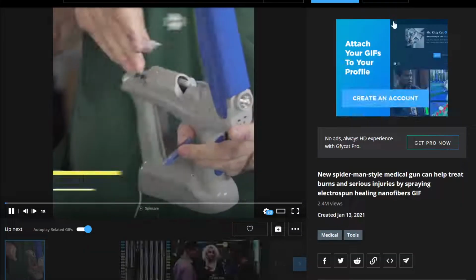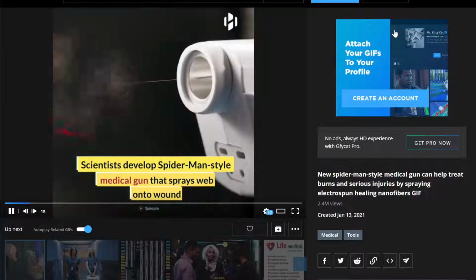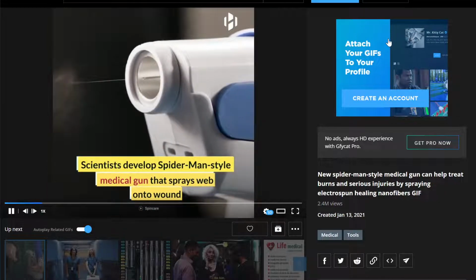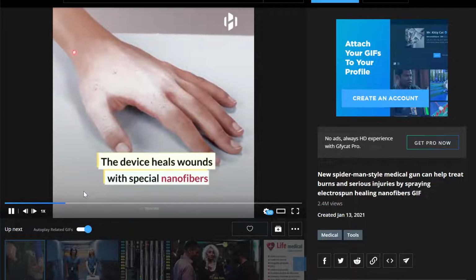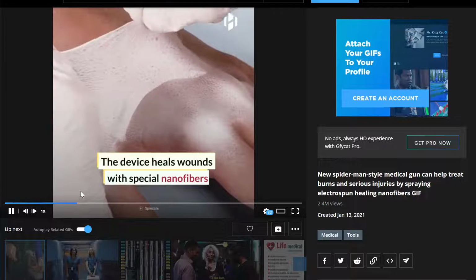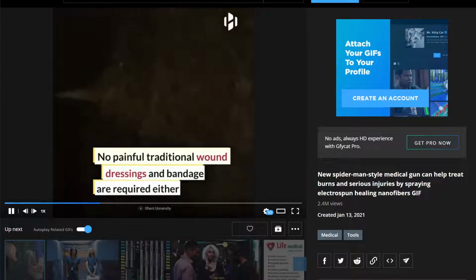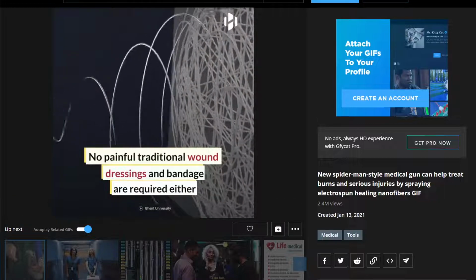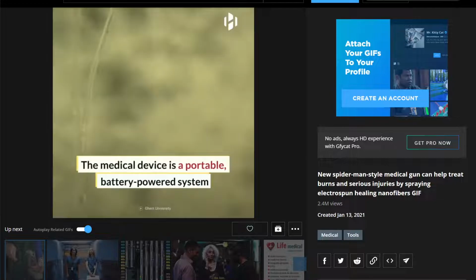This was kind of interesting. This is a gun that can be used to spray a covering over a wound. Obviously, you wouldn't use it in every application, but it has some applications, especially for field applications, I think for burns. And the thing is that this could eventually be the default that we start using, because it's going to be a lot more flexible, a lot less uncomfortable than your typical bandage.